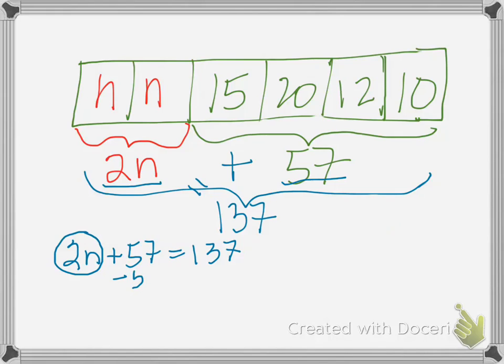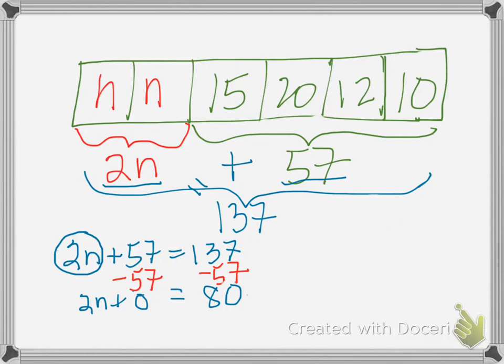Why don't I do that in red. Okay, so we're going to go minus 57. And remember, with the whole balance idea, we have to subtract 57 from this other side as well, because we are always trying to keep our equation in balance. So now what we have is 2n, and then just plus 0, might as well throw that in there, equals 80.